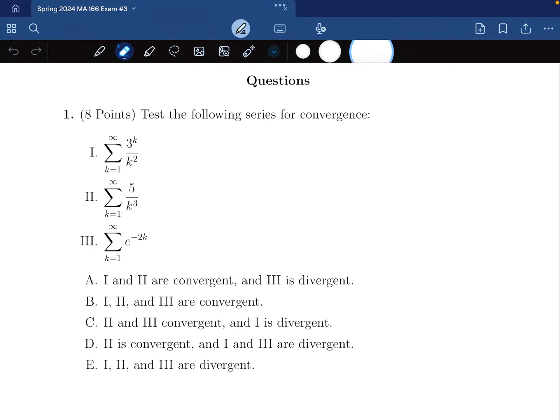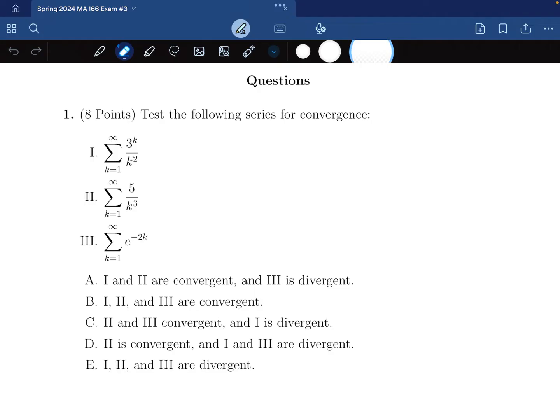Okay, this problem says test the following series for convergence. So the three series are 3 to the power of k over k squared, 5 over k cubed, and e to the power of negative 2k. And all three series are from k equals 1 to infinity.